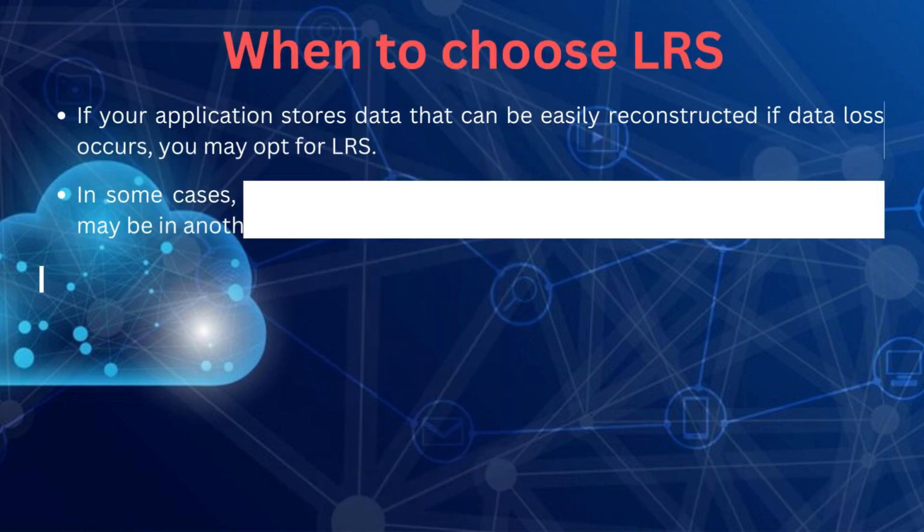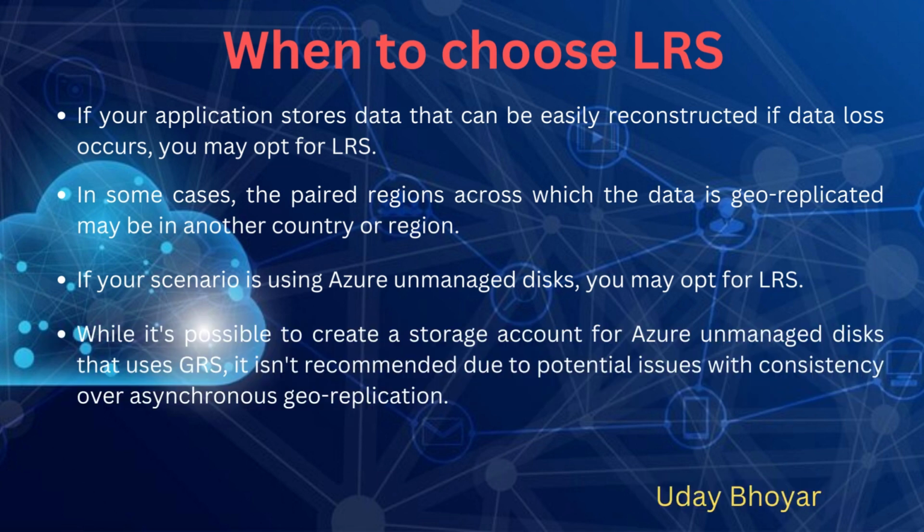Now let's see when to choose locally redundant storage. If your application stores data that can be easily reconstructed if data loss occurs, you may opt for locally redundant storage. In some cases, the paired regions across which the data is geo-replicated may be in another country or region. In such scenarios, we can use the locally redundant storage services. If your scenario is using Azure unmanaged disk, you may opt for LRS. However, we also know that unmanaged disk can be handled through the GRS option, but it is not recommended due to potential issues with consistency over asynchronous geo-replication.